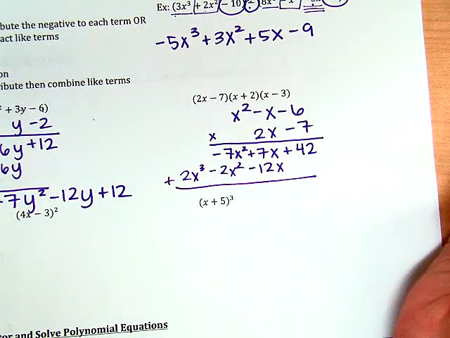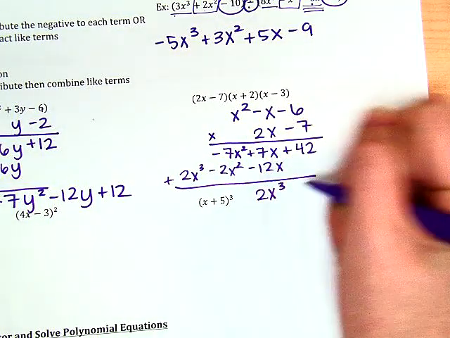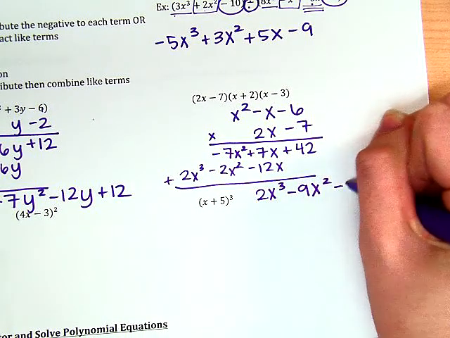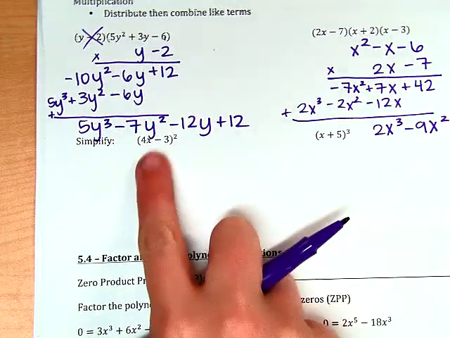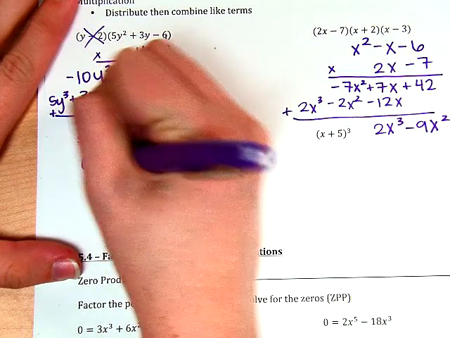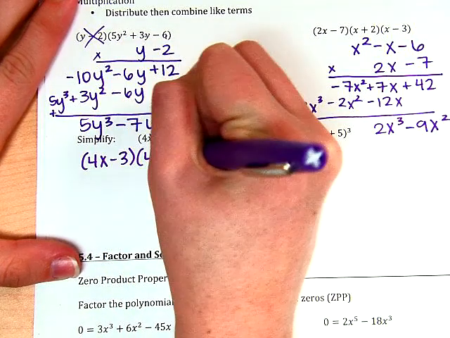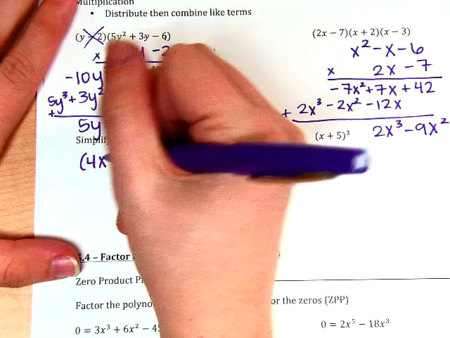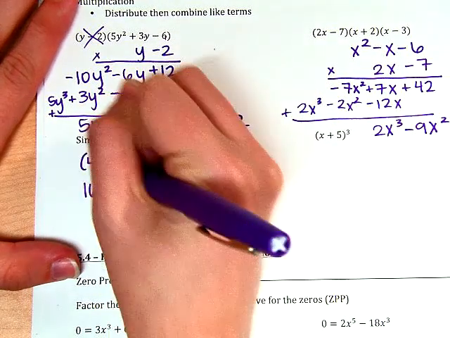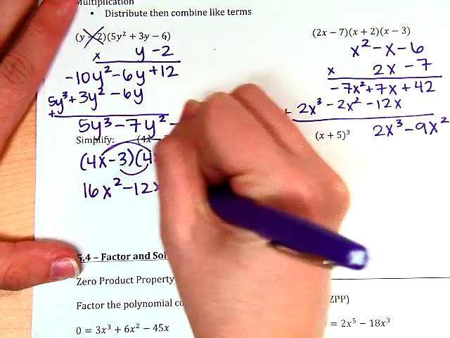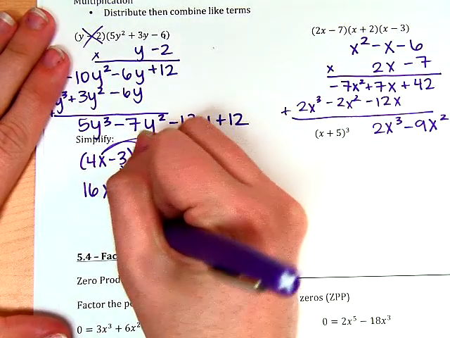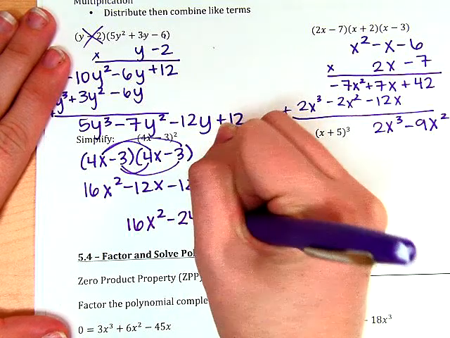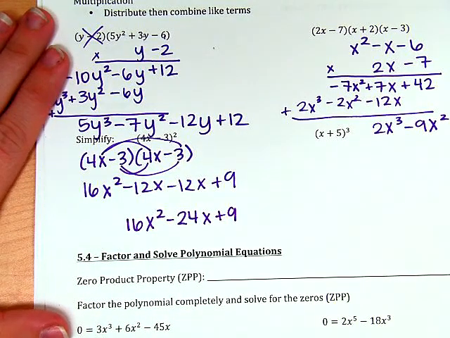Now what you're doing is you're just adding. You're combining like terms. So I have 2x cubed minus 9x squared minus 5x plus 42. Same thing here, I got 4x minus 3 squared, so that's the same thing as 4x minus 3 times 4x minus 3. So now I just FOIL 16x squared minus 12x minus 12x plus 9. And combine my like terms. So I got 16x squared minus 24x plus 9.